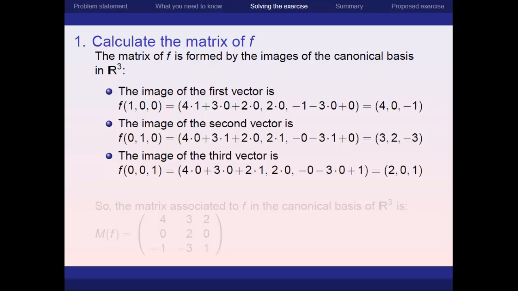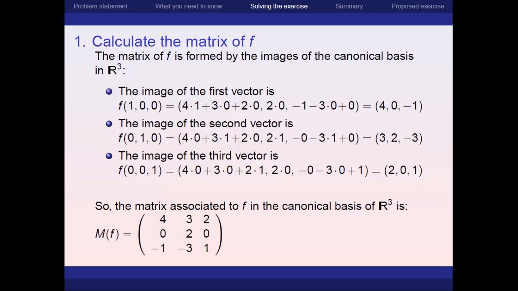The image of the third vector is f(0, 0, 1) = (4·0 + 3·0 + 2·1, 2·0, -0 - 3·0 + 1), which is (2, 0, 1). So the matrix associated to f in the canonical basis of R3 is, by columns, f equals (4, 0, -1), (3, 2, -3), and (2, 0, 1).